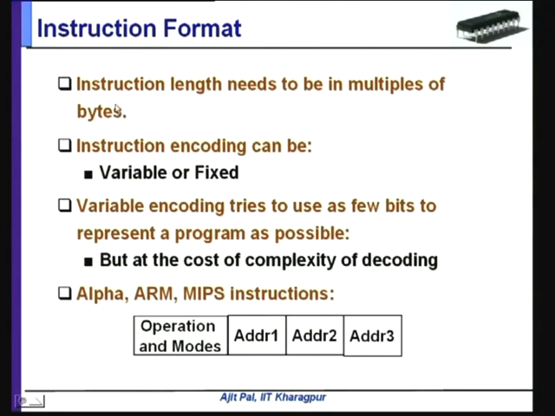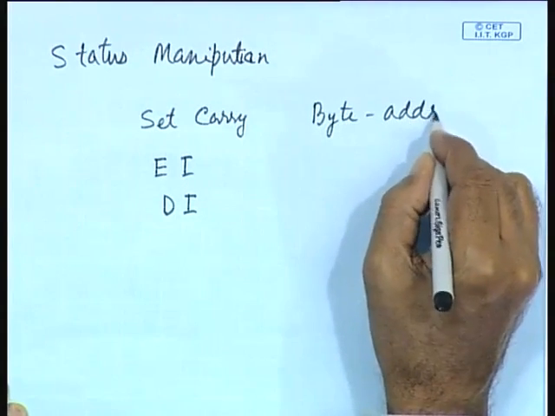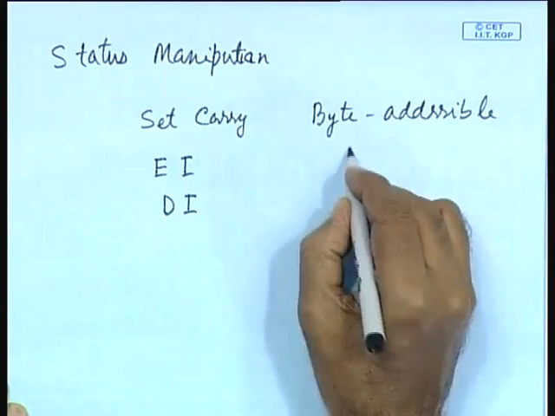Now comes the instruction format. Whenever we are considering instruction format, it is very important that the length of the instruction should be a multiple of bytes. Why is it necessary to be a multiple of bytes? Because you will be storing instructions in memory, and the accessible unit from the memory is the byte. That is why we call it byte addressable memory.